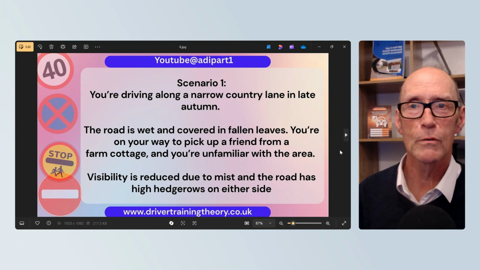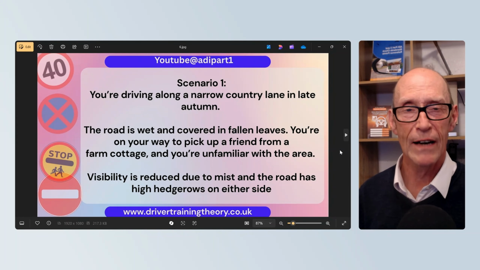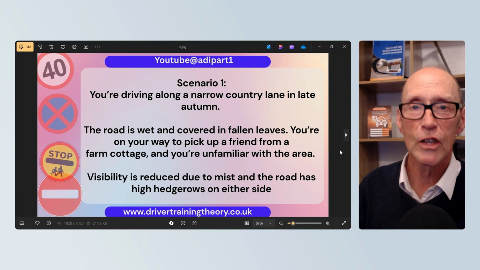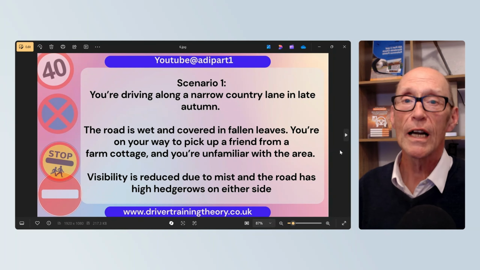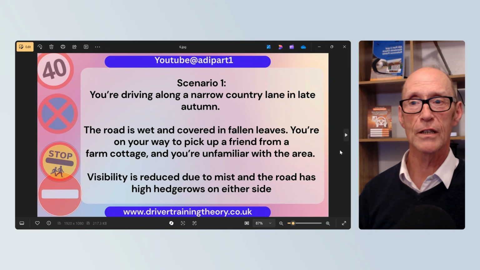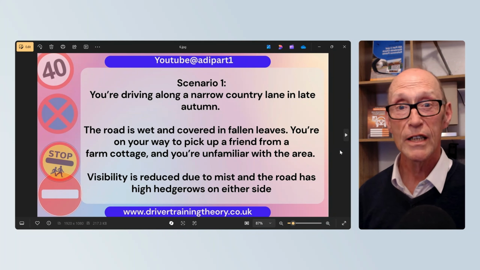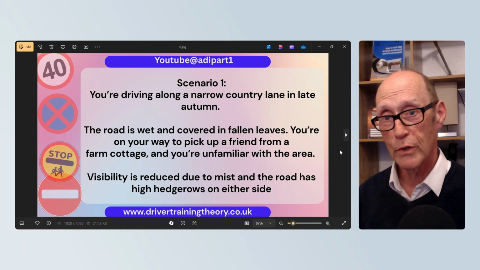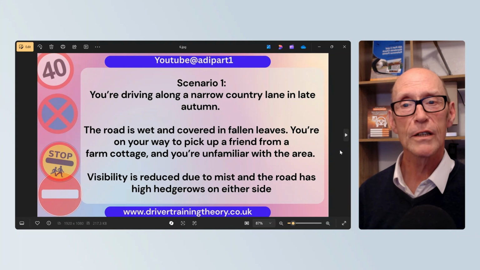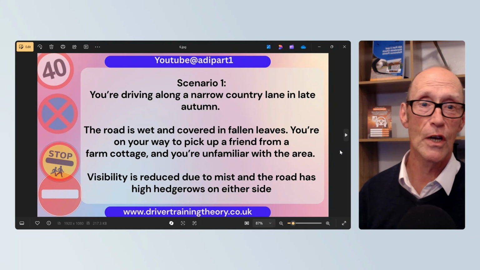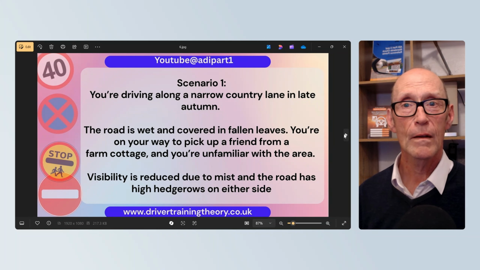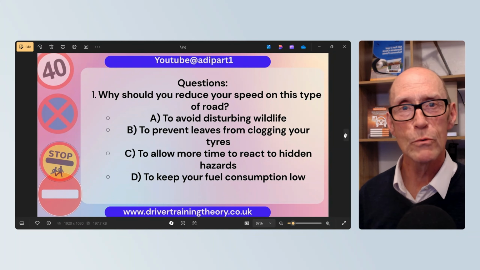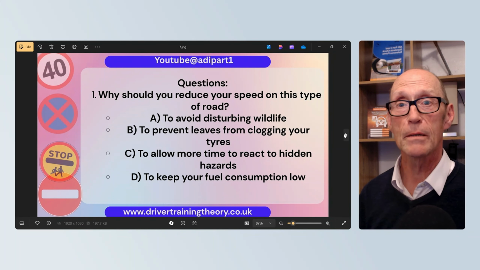So, scenario number 1, you're driving along a narrow country lane in late autumn. The road is wet and covered in fallen leaves, and you're on your way to pick up a friend from a farm cottage, and you're unfamiliar with the area. Visibility is reduced due to mist, and the road has high hedgerows on either side. To question 1. Why should you reduce your speed on this type of road?